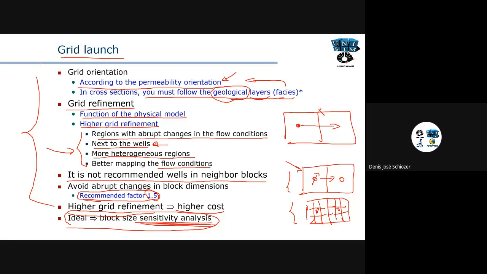So there are a lot of things in the literature about grid orientation, about grid refinement, and so on. If you are more interested in this, it's very important for you to read all this material in the books, Matax and Nazis and the other books that we recommended. Also, there are a lot of hints on how to select grid orientation and grid refinement, okay?